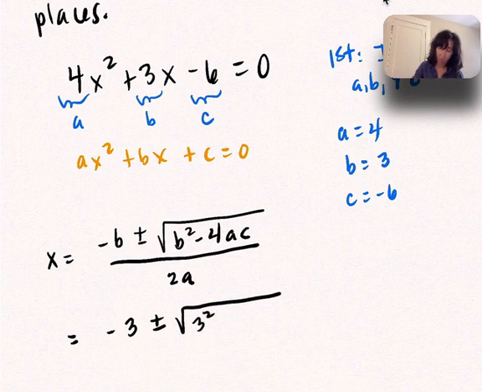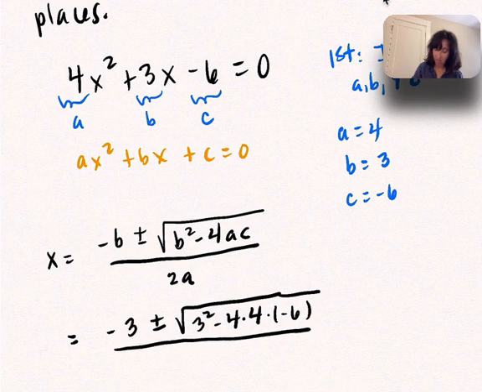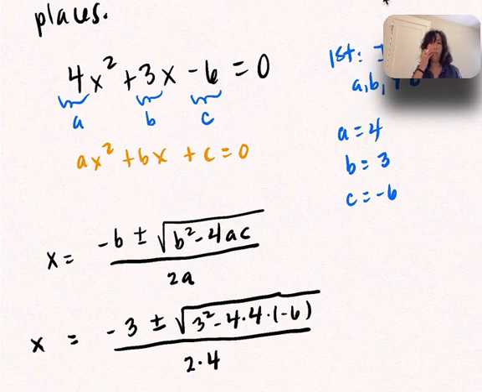Then, instead of a, I'm going to write 4. So I'm going to write minus 4 times 4. And then instead of c, I'm going to write negative 6. So I'm going to put times negative 6 in here. And then I'm going to divide the entire thing by 2 times a, which we have determined is 4. And this is going to give us some solutions to the equation.